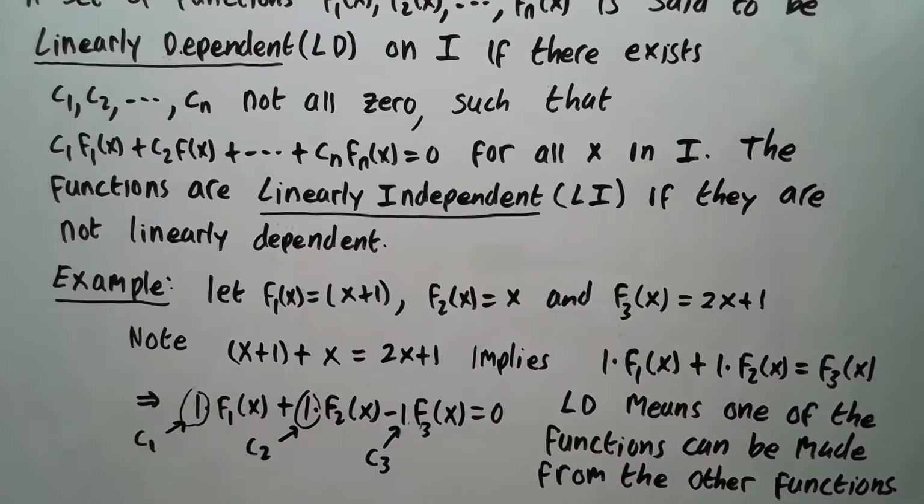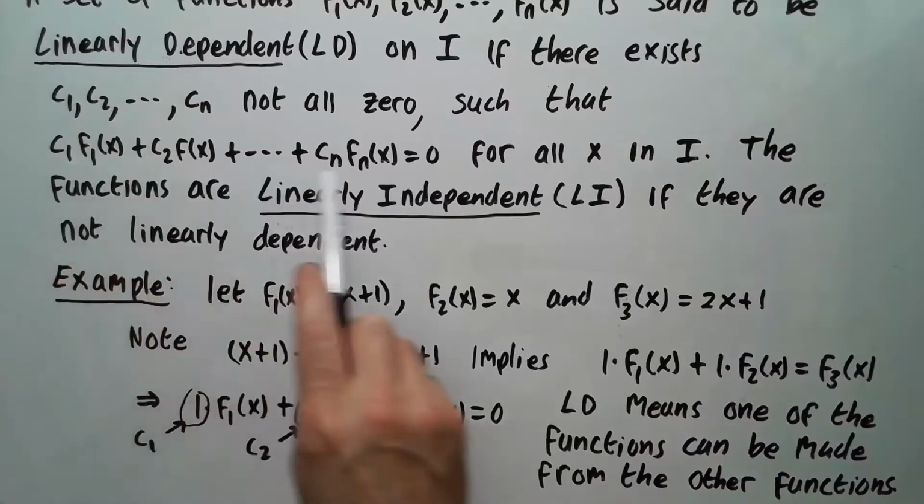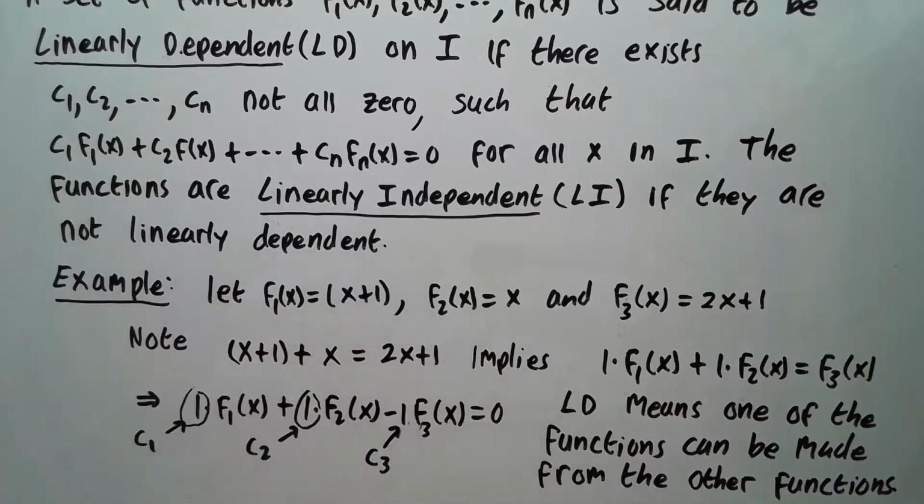So informally, the linear dependent definition means one of the functions can be made from the other functions. It's kind of hard to see it's saying that in the definition, but essentially that's what it's saying. Here the f3 can be made from the f1 and f2. So in general, a set of functions is linearly dependent if one of the functions can be made from the other functions.